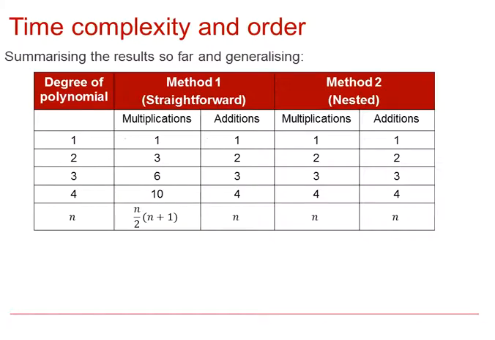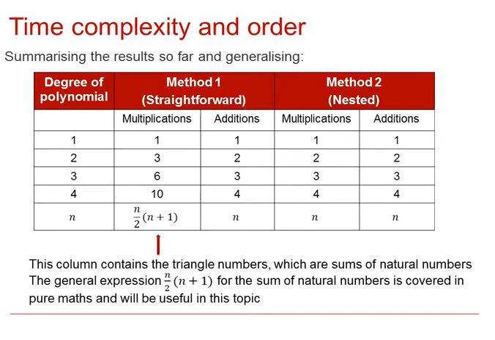But you are probably already getting the idea that if we summarize the results so far and generalize, we would see that for method 1 we have the triangle numbers, whereas method 2 reduces the number of multiplications to just n each time. Hopefully you can remember the sum of the natural numbers, or the triangle numbers, from your core or pure work and other topics.